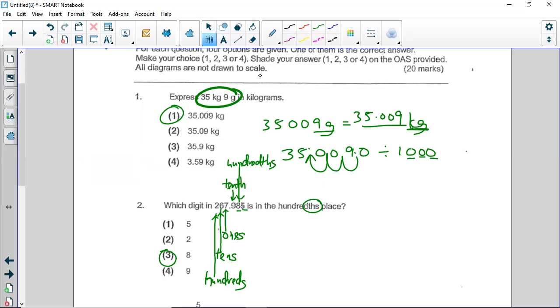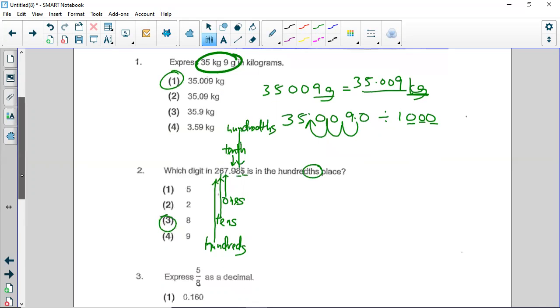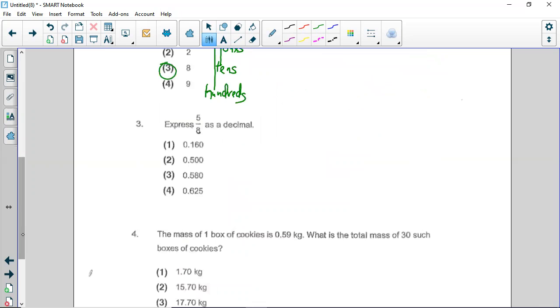Okay, so let's go to question number 3, which has a shortcut. Some of you would have taken 5 divided by 8. When there's a fraction, it also means dividing: 5 over 8 means 5 divided by 8. So fraction means divide. But is there a shortcut to do it faster? Yes, just take note of the special number 8 and make the 8 into 1,000.